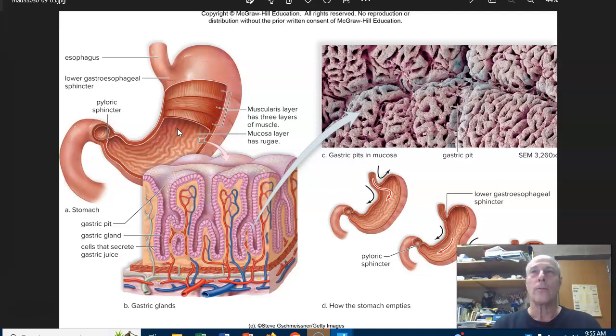So 1 to 4 liters, yeah, it can hold that, but it's able to hold a lot more. It's stretchable. It's expandable. That's kind of the main point there. It's very expandable.